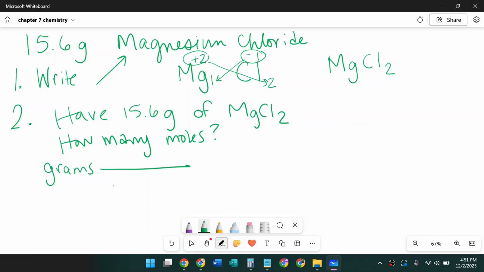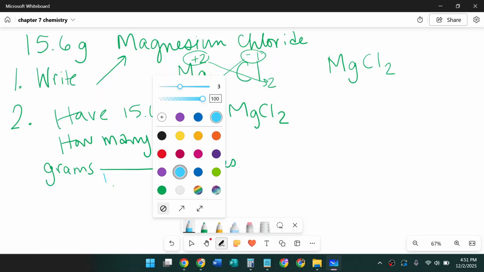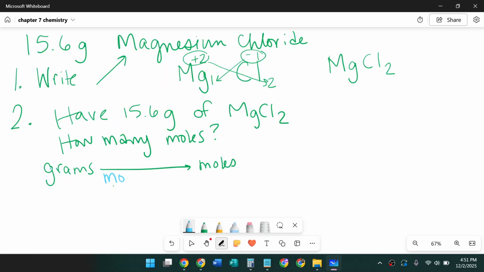Grams to moles. I need to use molar mass to get there, which means I have two steps to this problem. First, I need to find the molar mass of this, and then I need to use the molar mass to actually make my conversion. So this is a two-part problem. So again, if I decide to remake the test, I probably should separate this into two pieces.